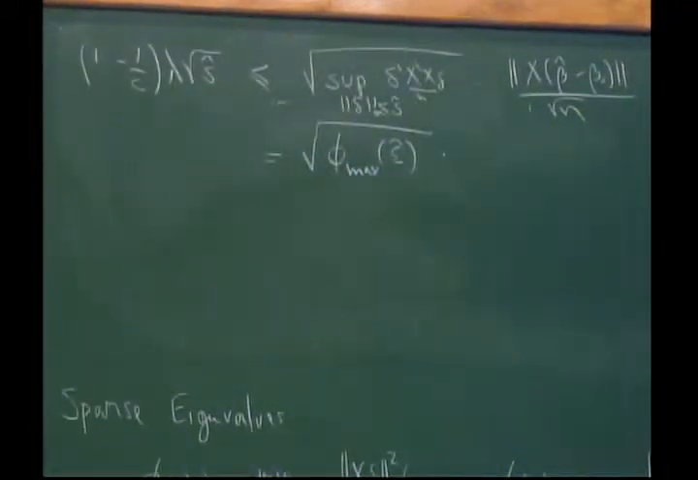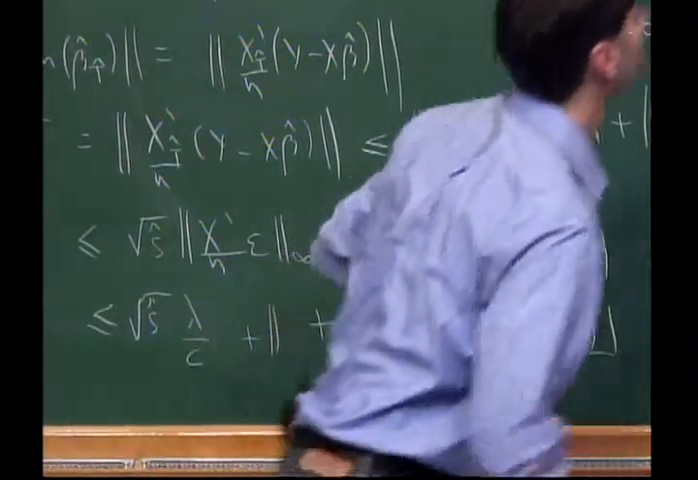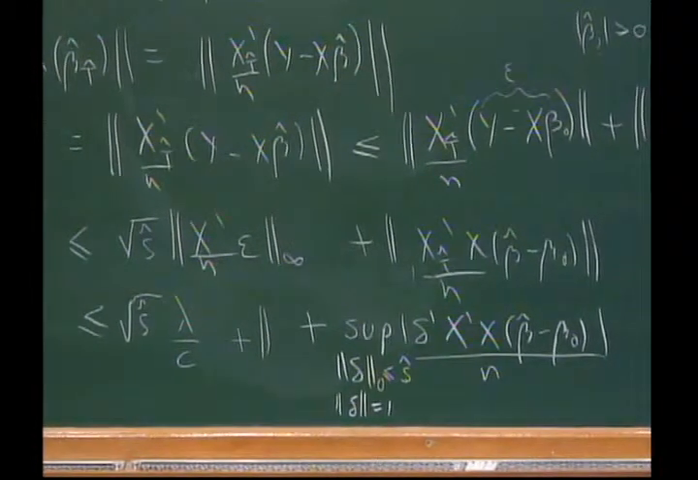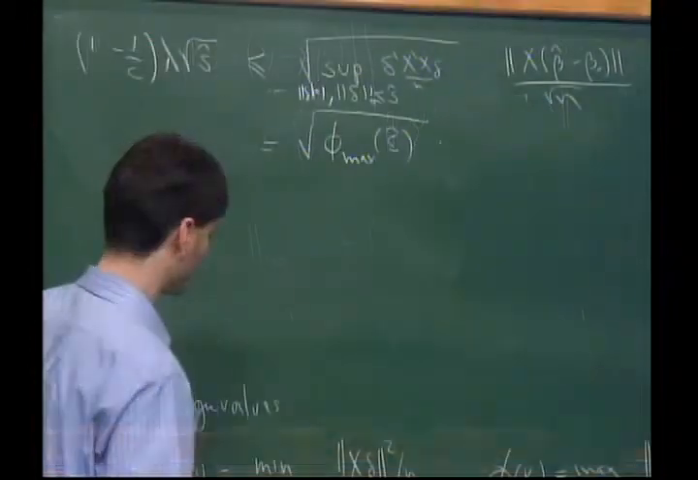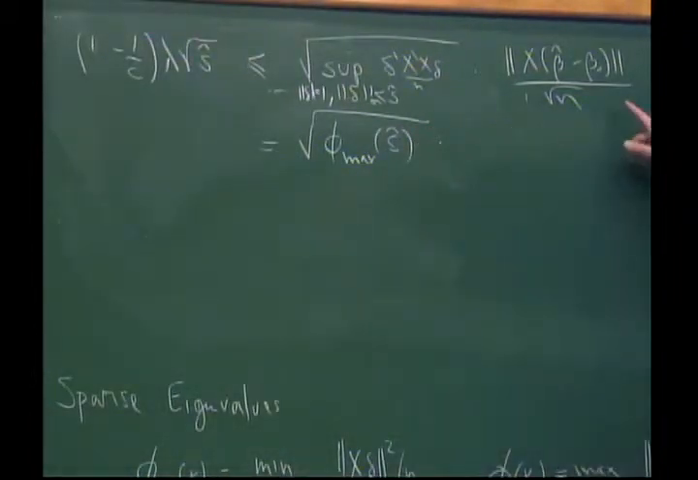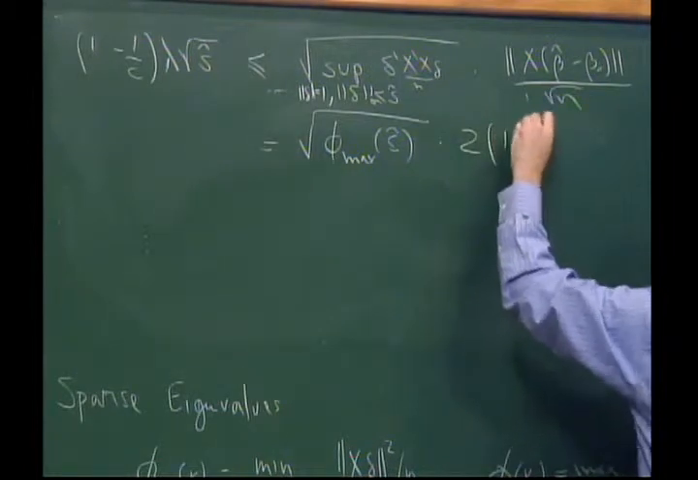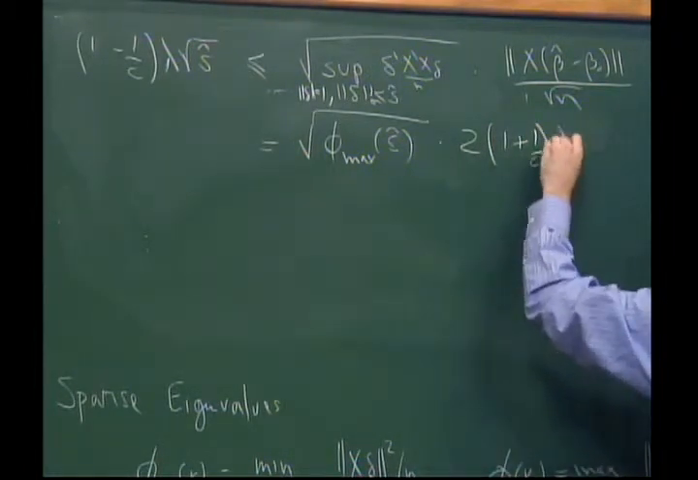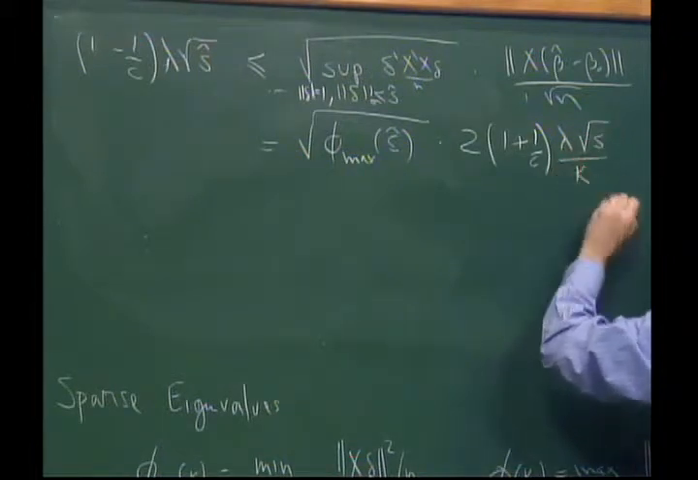You actually have that here, because that comes from the definition of the L2 norm there. From the dual. Yes, it's not an assumption, it's my sloppiness. And this bound, we actually know from what we did before: 1 plus 1 over C, lambda square root S over kappa.